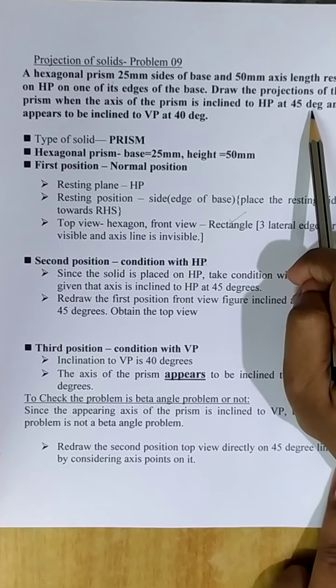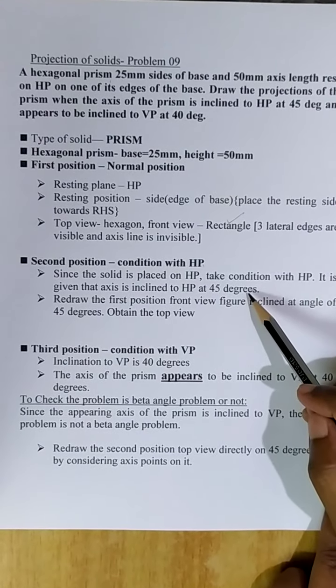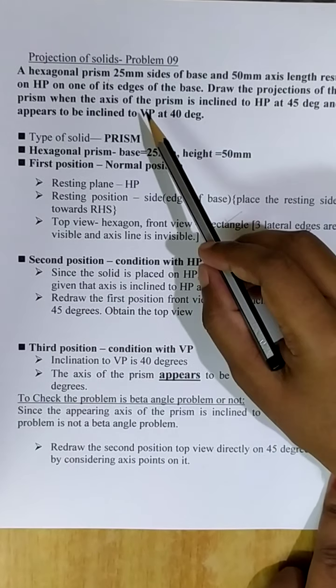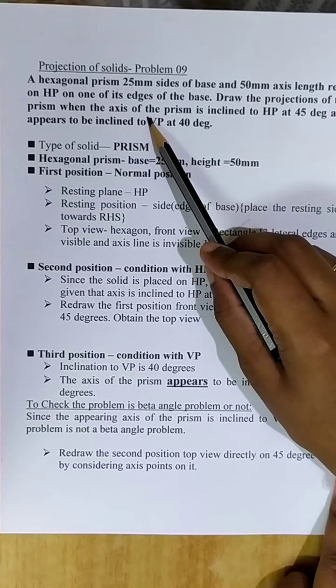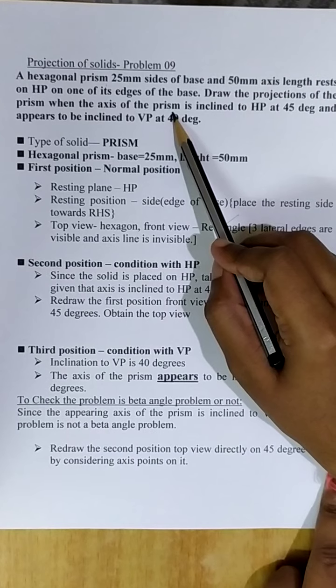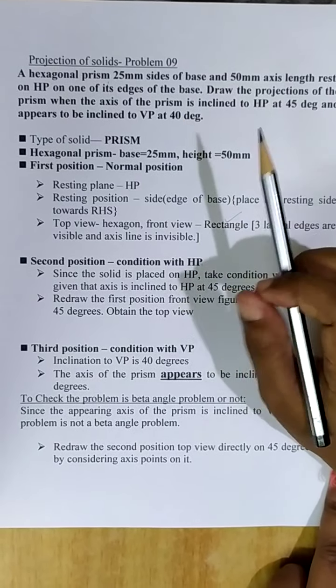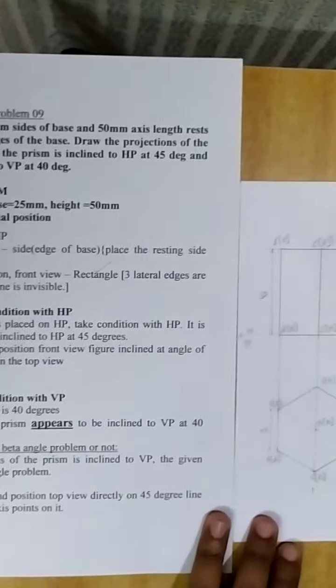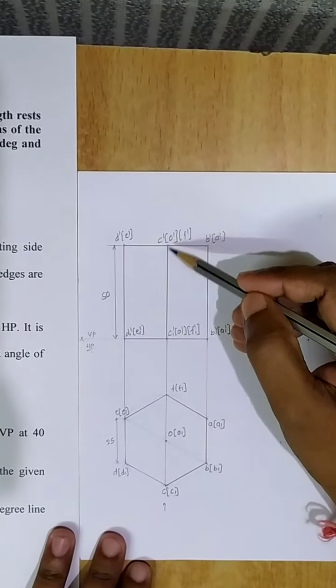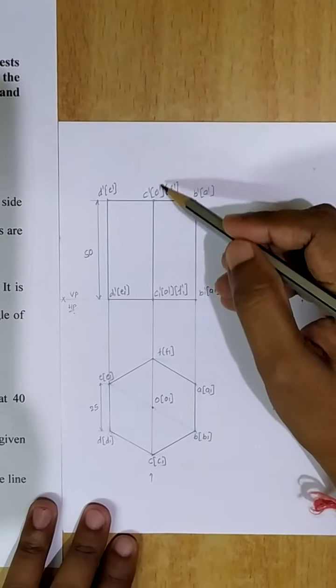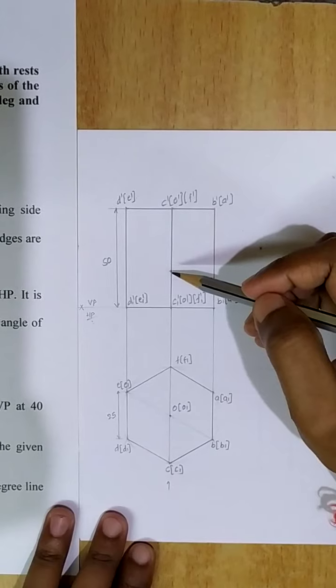What is the angle of inclination? 45 degrees he has given. So what is making an angle of 45 degrees? The axis of the prism, OO1, makes an angle of 45 degrees with respect to HP. So what is the front view that is there? In the first position, the axis remains vertical with respect to HP.